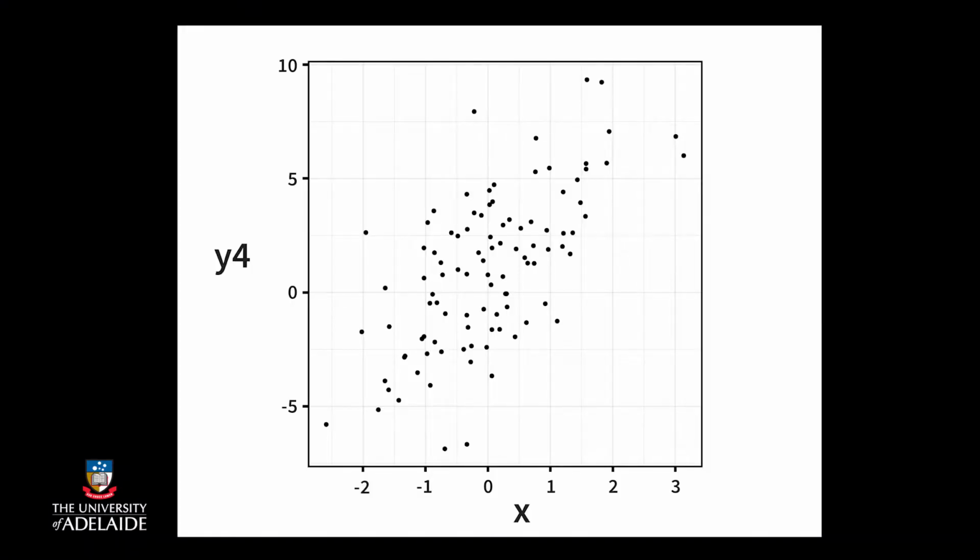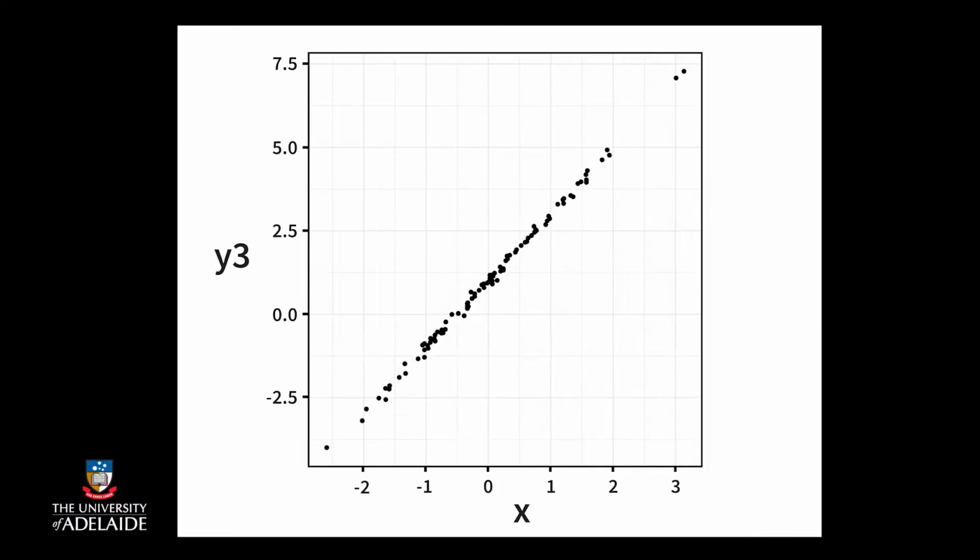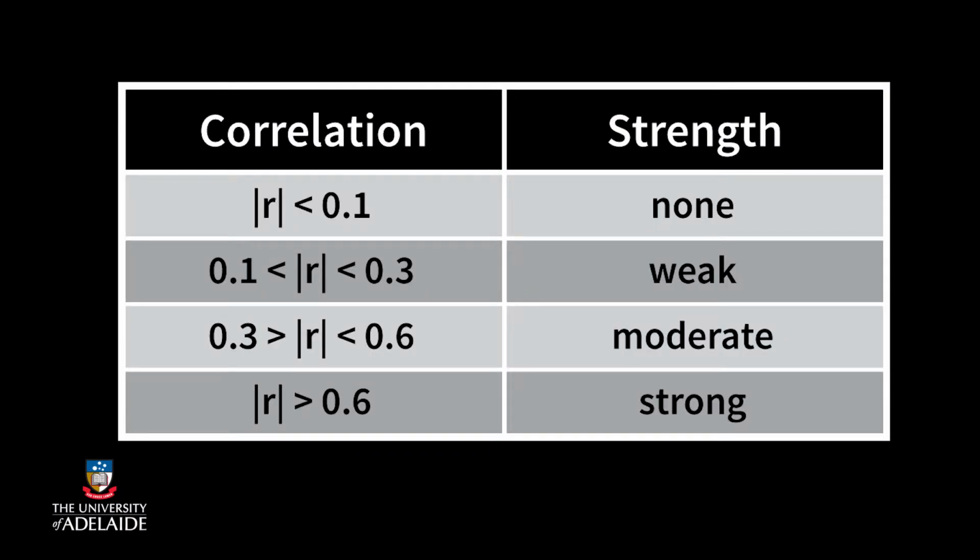Next, we want to examine the strength, which is how close to a straight line the points lie. This is described as weak, moderate, or strong. There's no strict definition of the boundaries between weak, moderate, and strong relationships, but roughly, we generally think of the correlations with magnitudes between 0.1 and 0.3 as being weak, between 0.3 and 0.6 as being moderate, and greater than 0.6 as being strong. You can compute the Pearson correlation in R using the cor function.